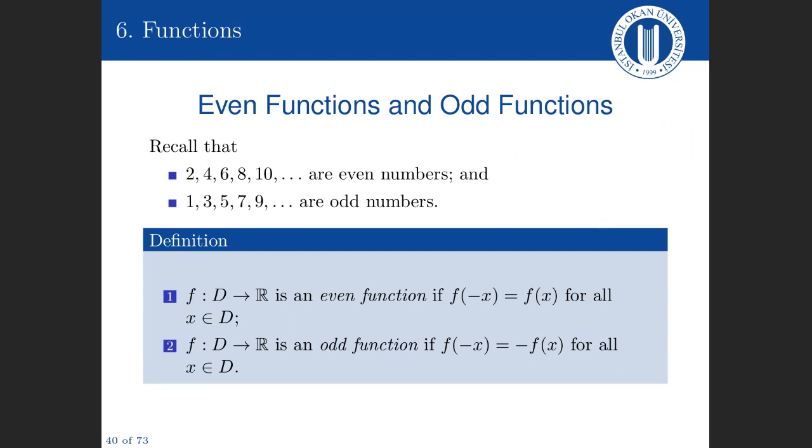For an odd function, the rule is that f of minus x is minus f of x. In terms of the graph, if the graph looks like this, say, then the left side of the graph should be the same shape, but it should be rotated around 180 degrees. So an odd function should look something like this, where the left-hand side is the rotated image of the right-hand side.